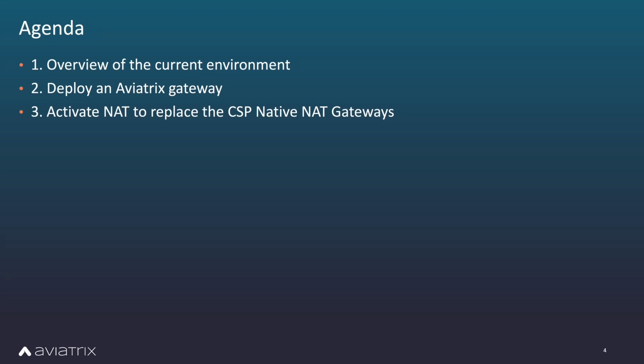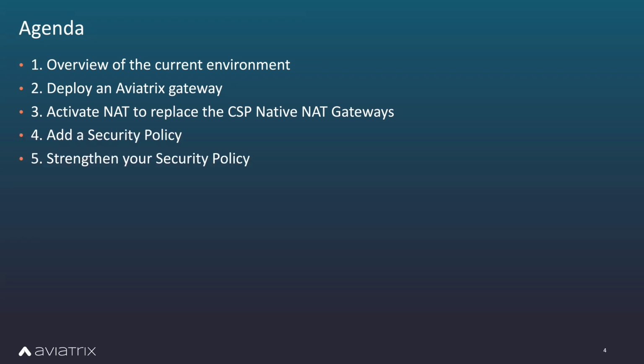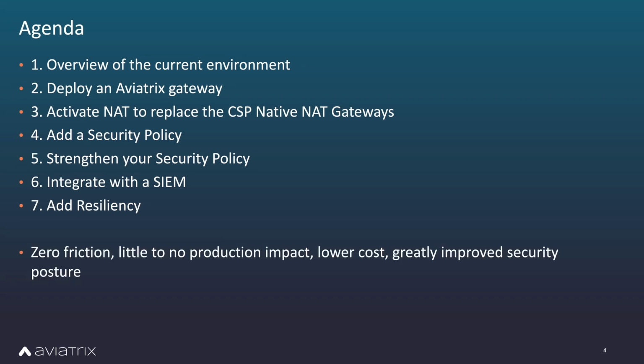Next up, we'll add a security policy to these outbound flows to the internet to meet your business outcome. This will then be strengthened to catch any non-web-based traffic, such as command and control operating over uncommon ports. We'll then integrate a SIEM for off-platform logging, and finally we will productionize our solution by adding resiliency. To summarize, we will deploy with zero friction, little to no production impact, lower cost, and greatly improve security posture. Let's get started.